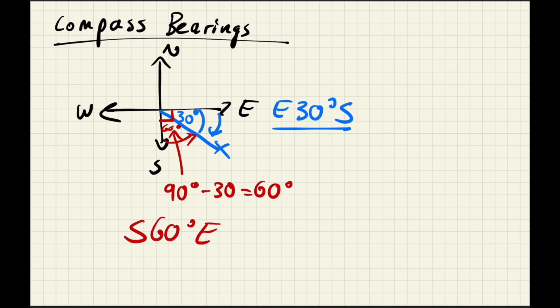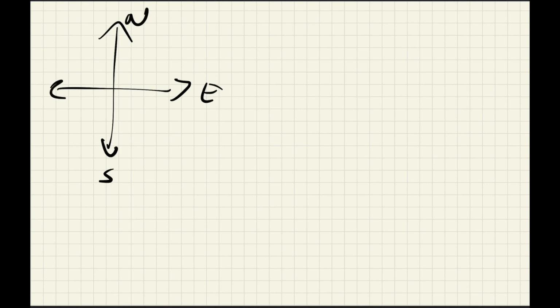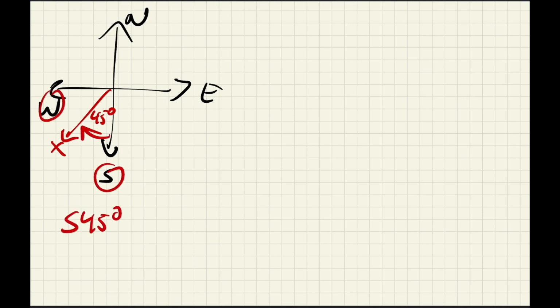Okay, let's do a couple of other examples. Let's go over to a fresh page. Once again, let's get our compass rose up and running. Let's say I have this point here, and say we have this angle as 45 degrees. For that one, I would say starting at south, we're going 45 degrees towards the west. So south 45 degrees west. Alternatively, this is also 45 degrees, so I could say west going 45 degrees south.